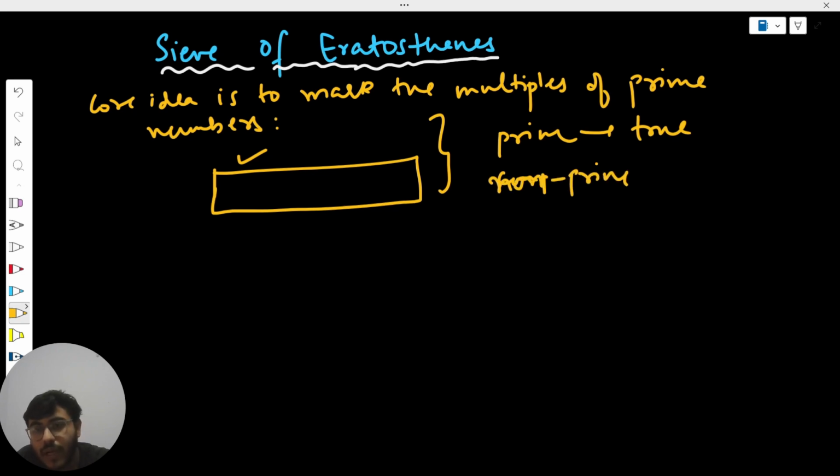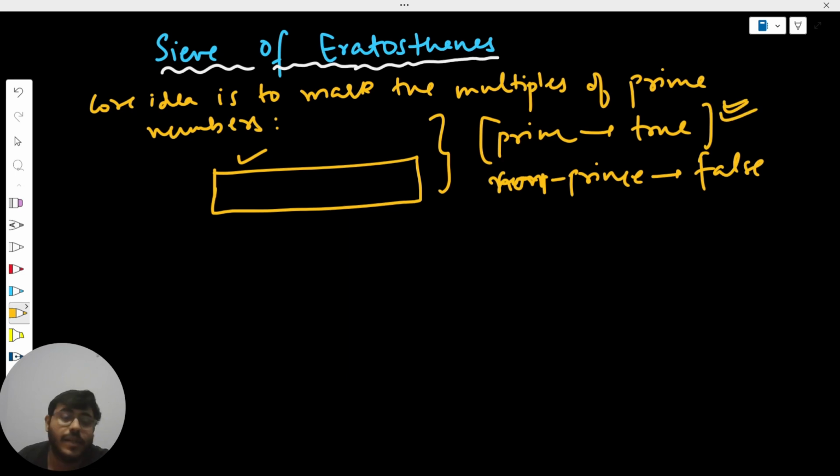Why non-prime? Because we are also considering 1 in this case. So that's why we are saying non-prime. These will be marked as false. Then after we are over with this process, all the numbers that are marked true will be our prime numbers, and we can directly get them. So the core idea is to mark the multiples of prime numbers.